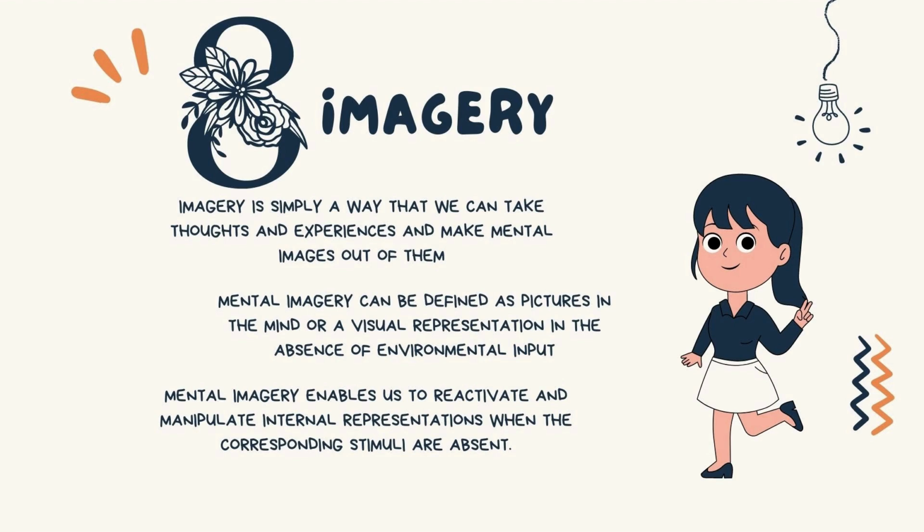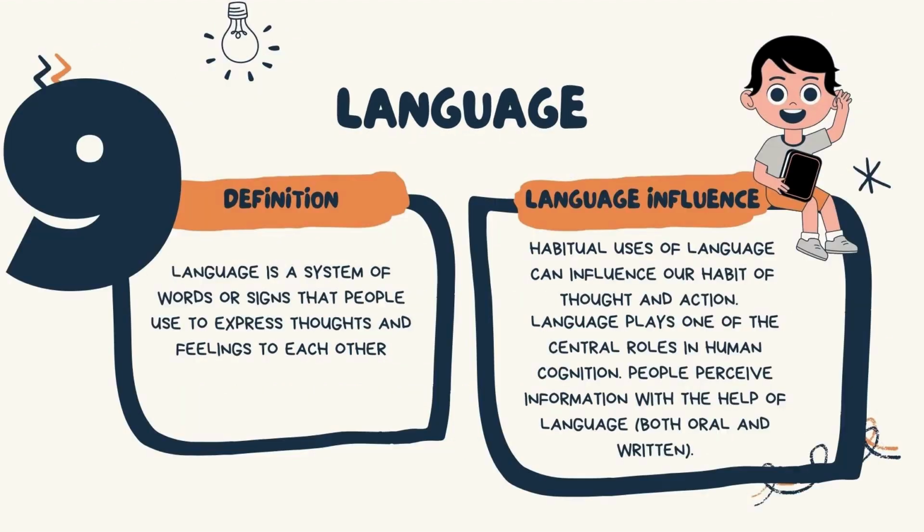Imagery is simply a way that we can take thoughts and experiences and make mental images out of them. Mental imagery can be defined as pictures in the mind or a visual representation in the absence of environmental input. Mental imagery enables us to reactivate and manipulate internal representations when the corresponding stimuli are absent. The next one is language, the 9th one. Definition: language is a system of words or signs that people use to express thoughts and feelings to each other. Then what is the language influence? Habitual uses of language can influence our habit of thought and action. Language plays one of the central roles in human cognition. People perceive information with the help of language, both oral and written.